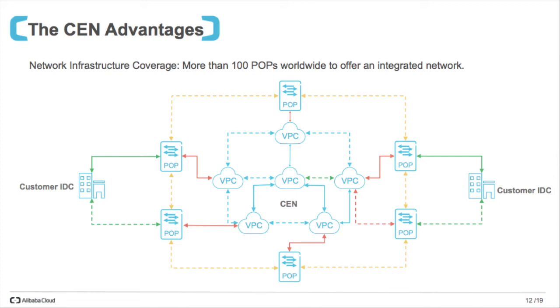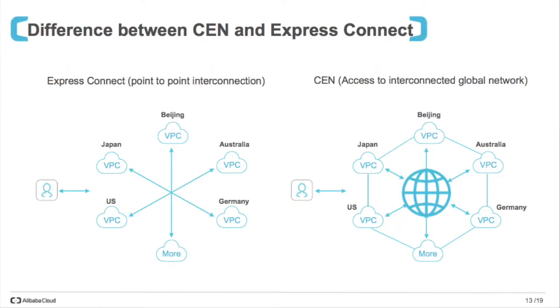And next, from the network architecture, let's see the superiority of CEN. As we can see, Express Connect is a network with the features of point-to-point networks. For different regions' intercommunication, customers need to establish multiple peer-to-peer links, like here, to realize their intercommunication needs.